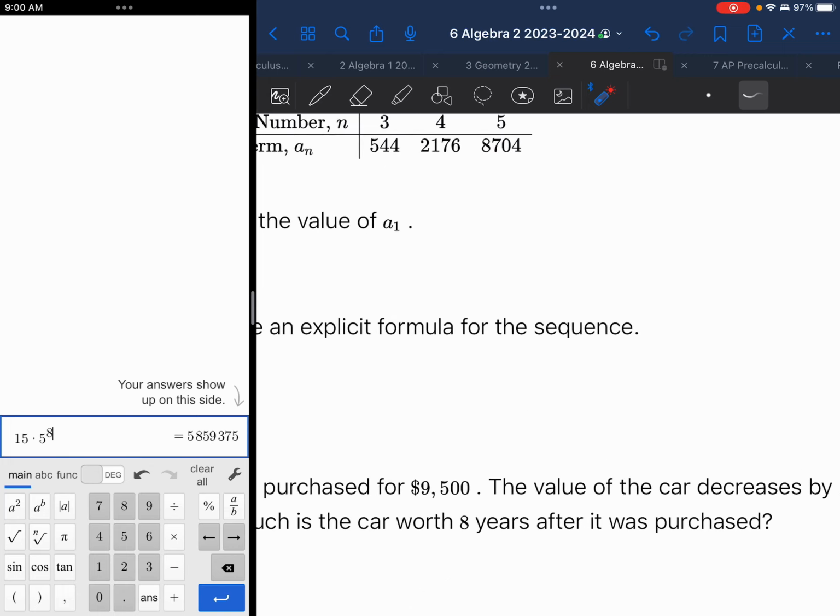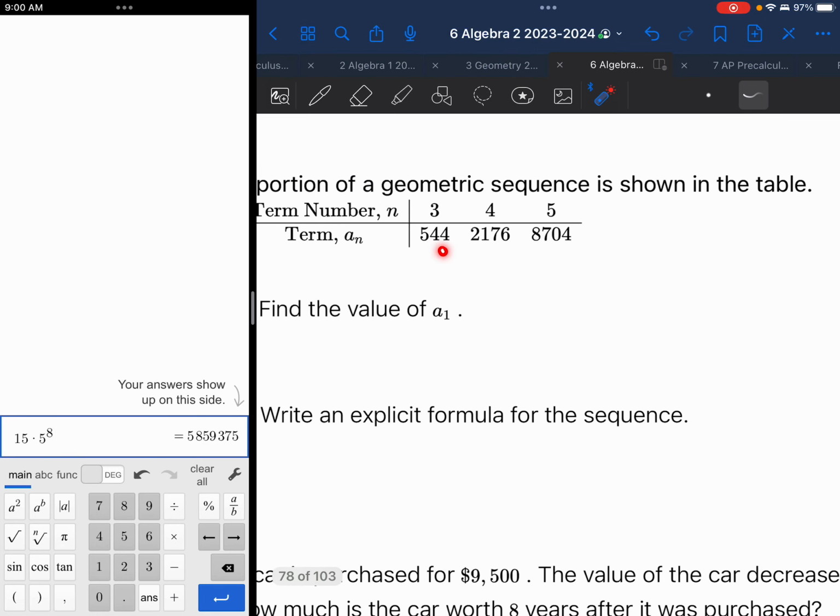Well, what is happening here? How am I getting from 544 to 276? That's the question, right? And this is one of those things about the common ratio that I gave notes on before. The common ratio you can find by taking any term divided by the previous term.